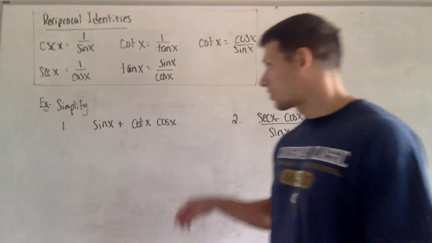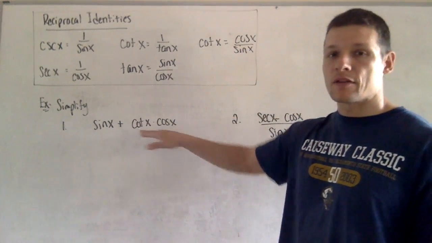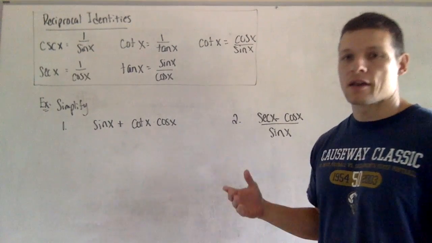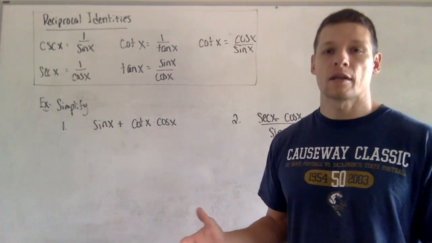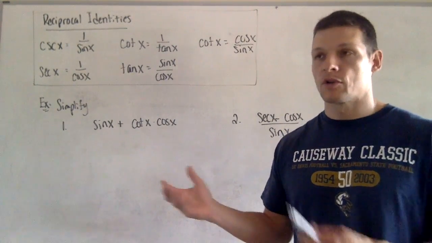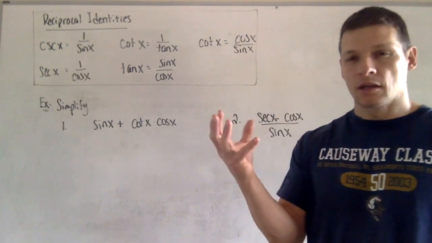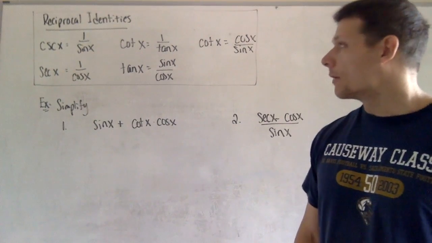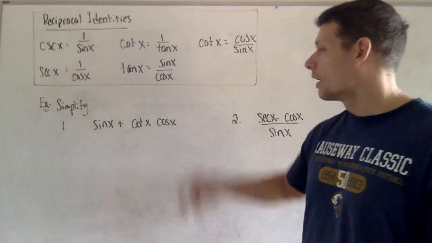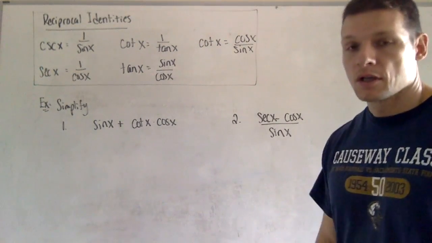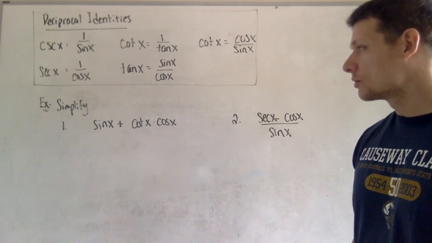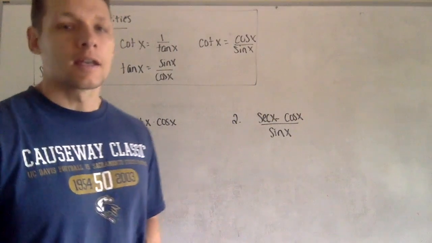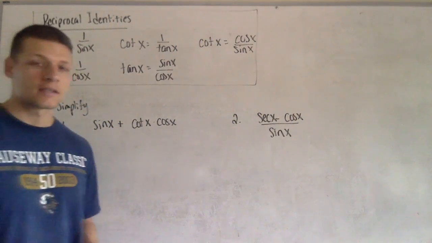So what we're going to do is simplify these two problems, just like if you had an algebraic expression or an arithmetic expression where you have a bunch of numbers, you use order of operations to make it as simple as possible. We're going to use these identities to simplify both these expressions. One of the things that you can do is you can always put everything in terms of sine and cosine if things get tough. Okay, sine and cosine.